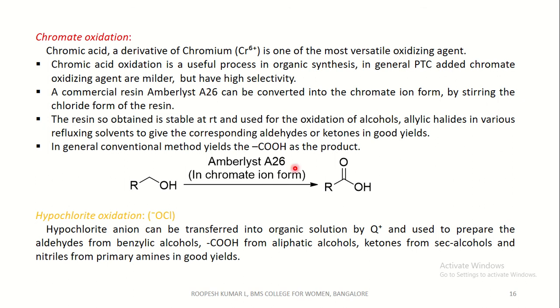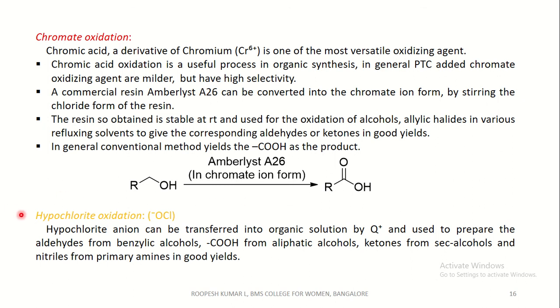This is the general example, that is, alcohol reacts with the PTC to get the corresponding carboxylic acid. Amberlite A26 in the chloride ion form reacts with the chromic acid, then it is converted to the Amberlite in the chromate ion form, which is in the organic phase now, which oxidizes the alcohol to the corresponding carboxylic acid.